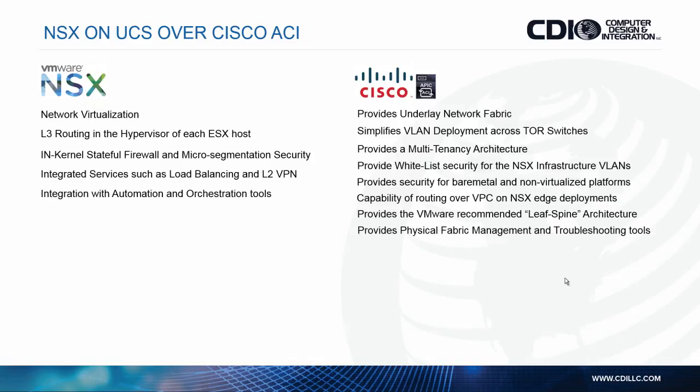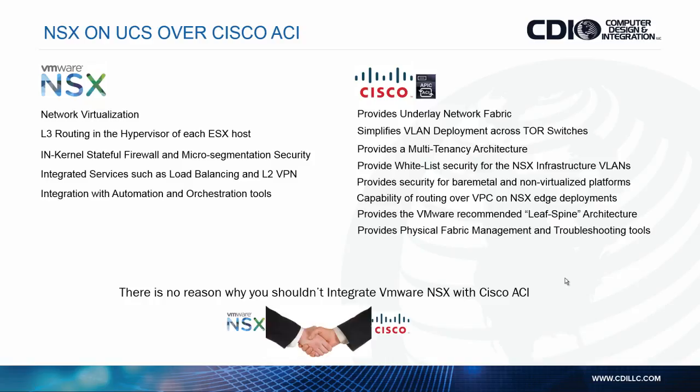And lastly, it can provide that physical fabric management and the troubleshooting tools, so you can find out if the ACI fabric is possibly dropping traffic and where. So there's really no good reason why you should not integrate VMware NSX with Cisco ACI, right? I'm going to show you how we can take our existing NSX deployment that we already put together, and I'll show you what that looks like on top of Cisco ACI. So let's jump into it.